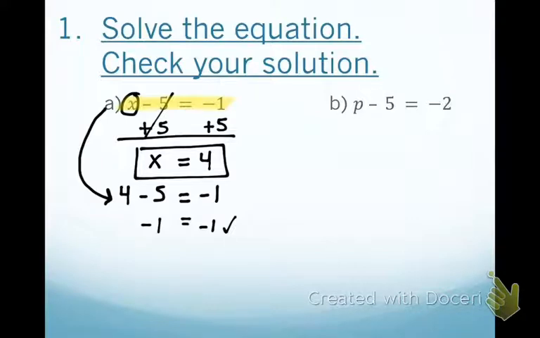First things first, identify the variable. Class, what's the variable? P. What is not allowing the variable to be alone? Negative 5. Look, remember, you're checking everything to the left of the equal sign. Negative 5 is not letting it be alone. Use an inverse operation. What's the opposite of minus 5? Plus 5. What you do to one side, you have to do to the other side.